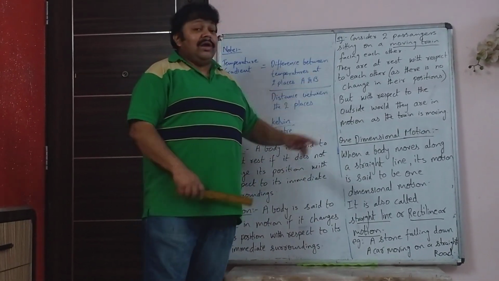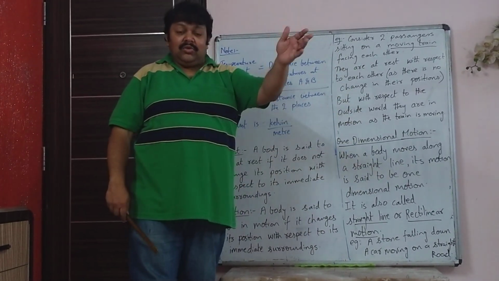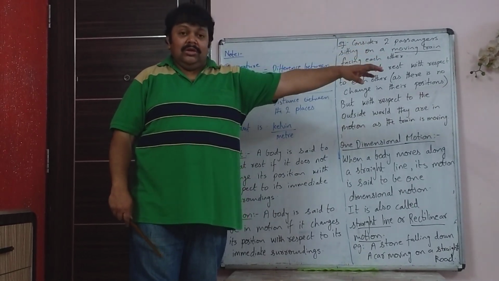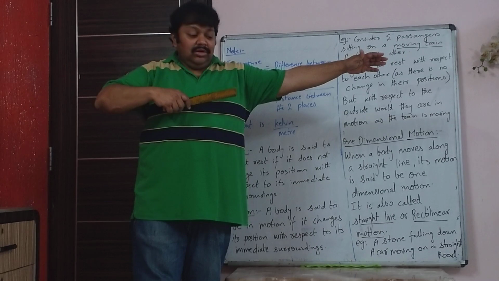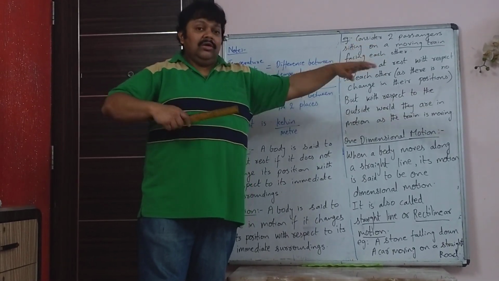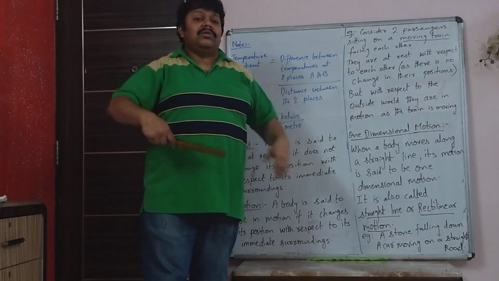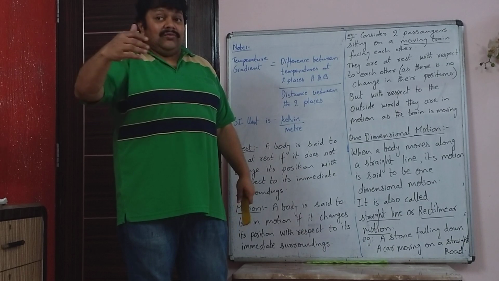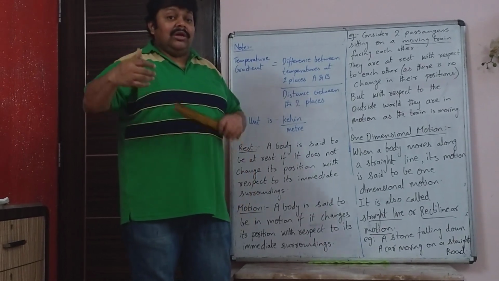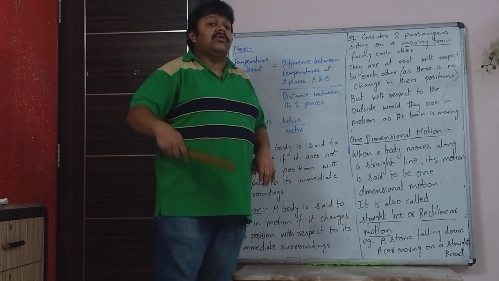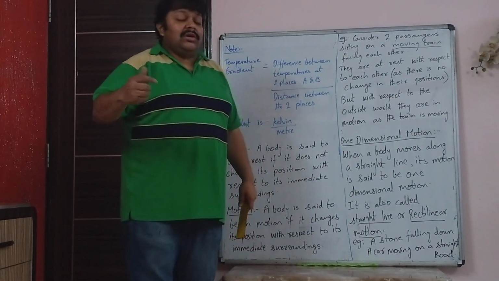Whereas the outside world is stationary, it is not moving. The trees are not moving. But because the train is moving, your position is changing with respect to the outside world. So therefore the outside world and you are said to be in a state of motion. Whereas you and your friend are in the moving train and your position is not changing. So that is why you both are considered to be at rest with respect to each other.